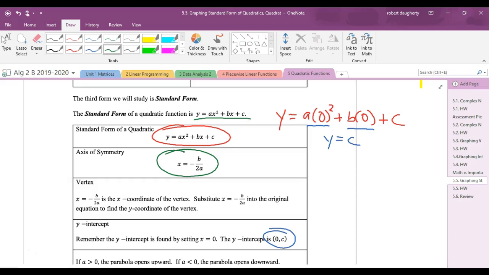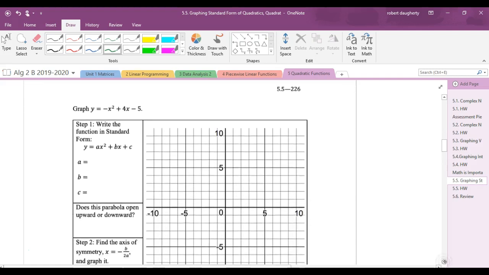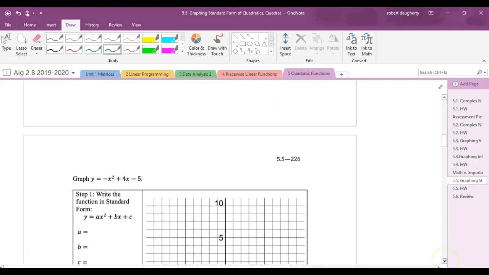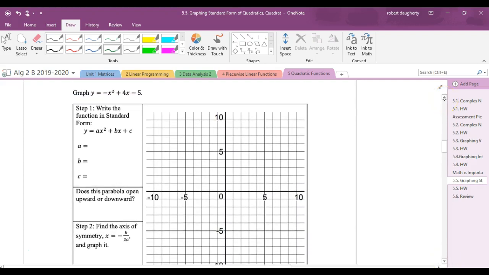And like always, when a is positive, this parabola opens up. A is negative, this parabola opens downward. So let's do a couple of these. So y is equal to negative x squared plus 4x minus 5.